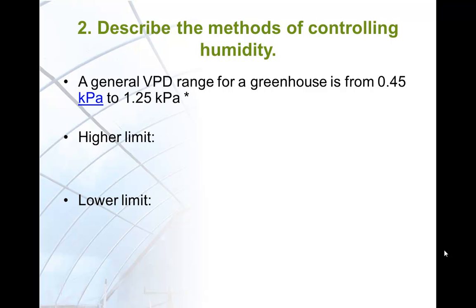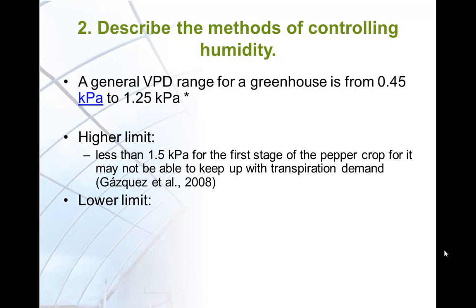And this is looking at the higher limit, when the plant cannot meet the transpiration demand. We're also going to look at the lower limit, when disease pressure becomes too great. For the higher limit, we're looking at 1.5 kilopascal for the first stage of the pepper crop, for it may not be able to keep up with transpiration demand. In this research, it is important to know that this is for a specific crop and for a specific growing stage.